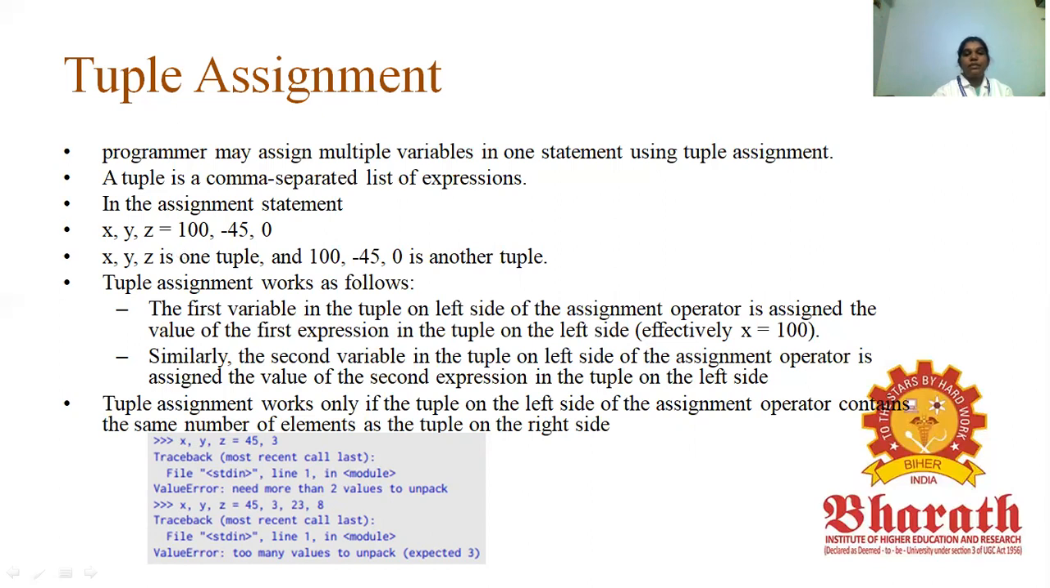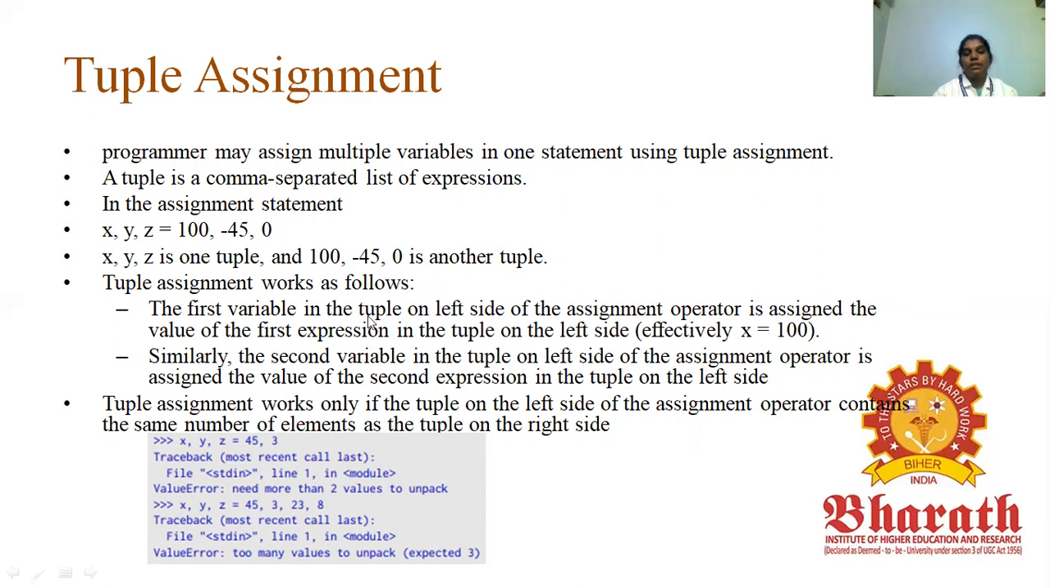minus 45, comma 0. Which means x, y, z is one tuple. On the left hand side of the equal sign we have x, y, z. On the right hand side we have 100, minus 45, 0. So x, y, z is one tuple and 100, minus 45, 0 is another tuple. Now, how the tuple assignment works: the first value will be in x, the second value will be in y, and the third value will be in z.